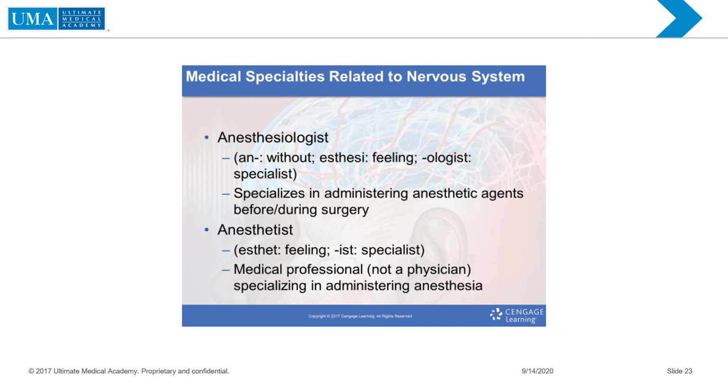If we were to break down this term, an is meaning without, esthesi is meaning feeling or sensation, and then the ologist simply means specialist, and I think we've seen ologist before probably. We also have a neurologist, and this would be a physician who would specialize in diagnosing and treating those diseases of our nervous system. If we were to break that medical term down, neur, N-E-U-R, means nerve, and the ologist, again, would mean specialist.